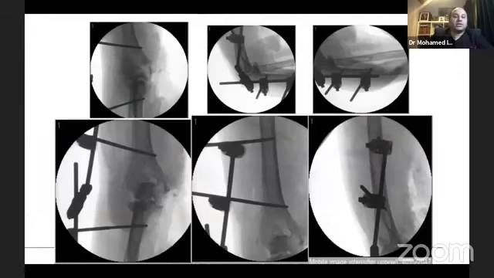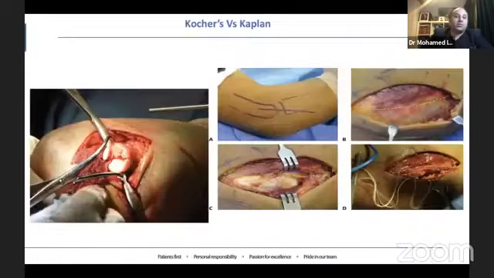For this patient, it was an open injury, so we opted for an external fixator. What approaches usually in an acute scenario? You can start using the Kocher or Kaplan approach, and Prof. Mohammed highlighted that yesterday.